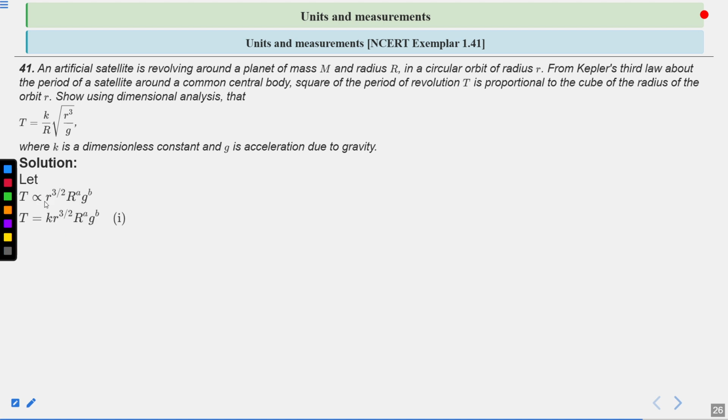Let T be directly proportional to R raised to the power 3 by 2, R raised to the power A, and g raised to the power B. Removing the proportionality sign, we introduce a constant: T is equal to K R raised to the power 3 by 2, r raised to the power a, g raised to the power b. Let this be equation first, where K is a dimensionless constant of proportionality. K is a dimensionless quantity.